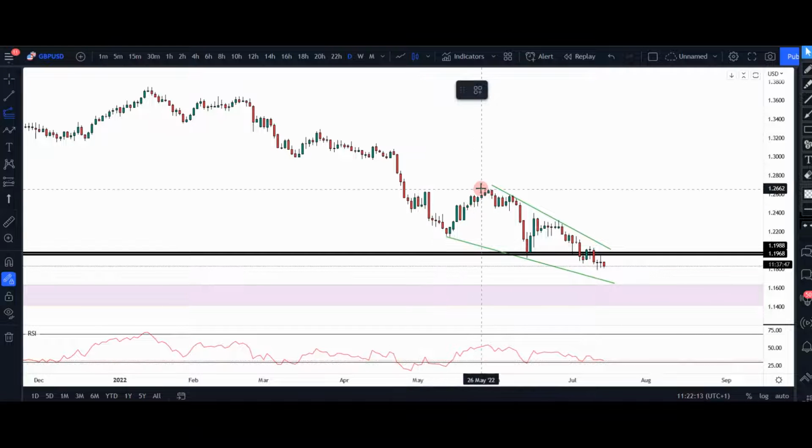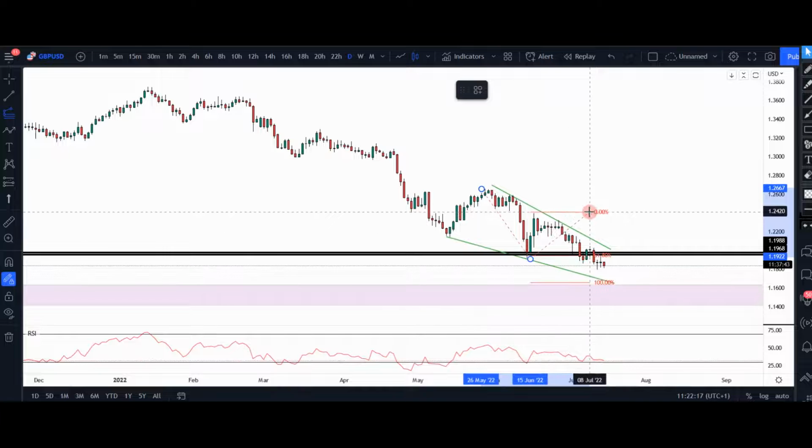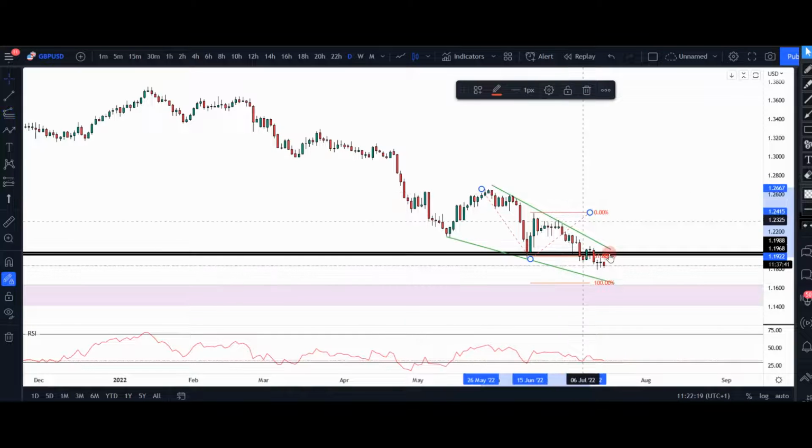So let me try to see where the diagonal could get violated. So now it's breaking below the 61.8% projection of this leg and this leg, and until price gets here. So if the price violates the diagonal, then we'll have to start looking for another reversal pattern of this zone.